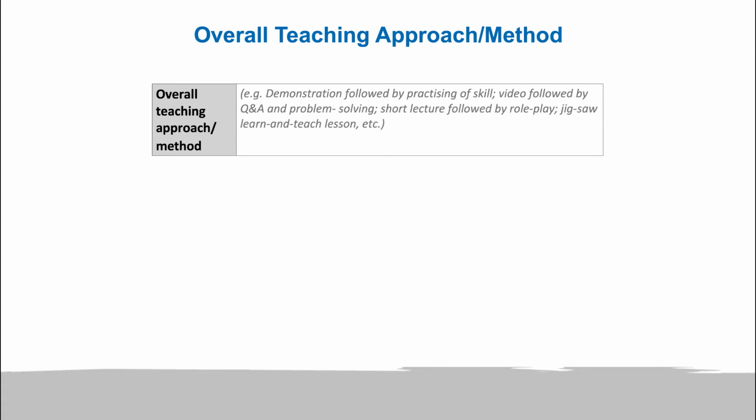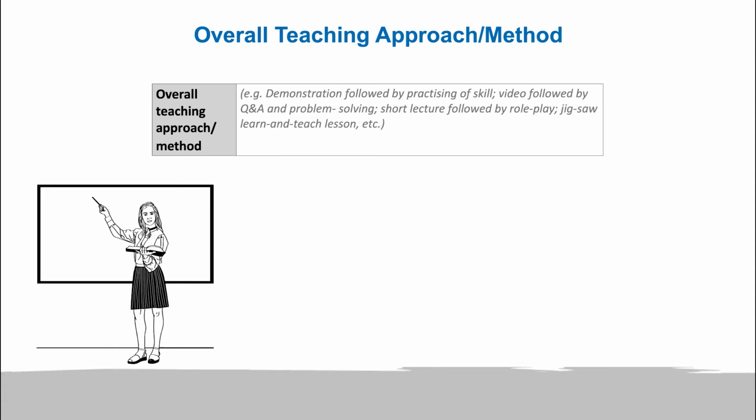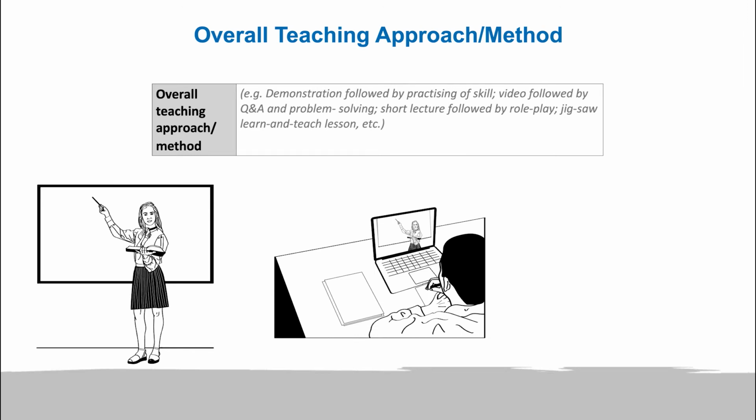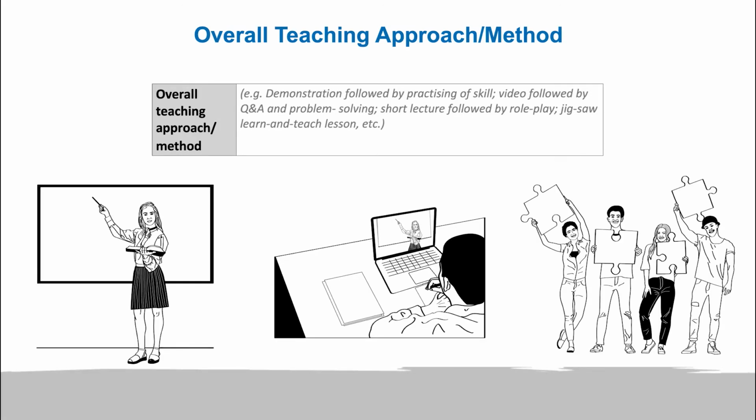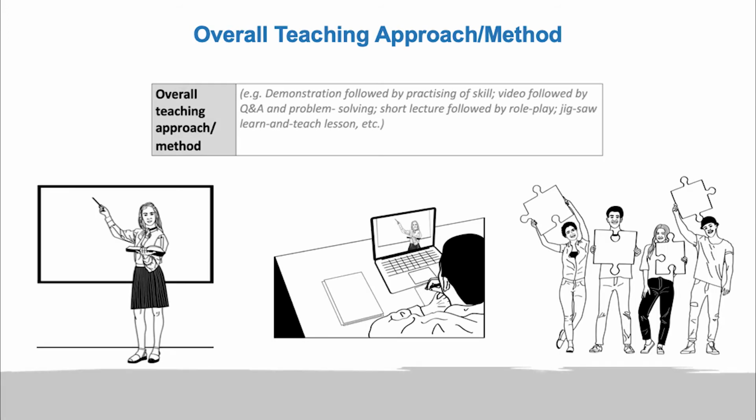For example, short lecture and demonstration followed by practicing the skill, or video followed by question and answer and problem solving, or short lecture followed by role play, etc. Don't be tempted to start your lesson plan with the teaching methods first. Even if you have a good idea, it is important that you design down from the outcomes. The content must align to the outcomes and aims, not the other way around.